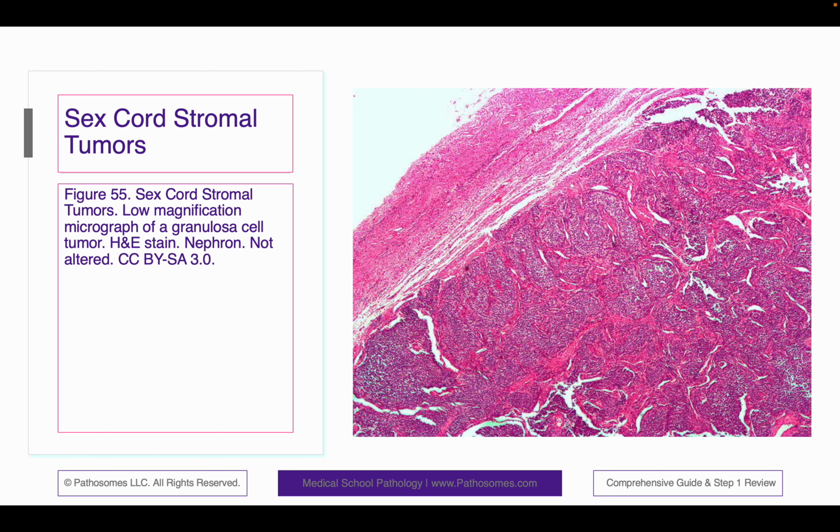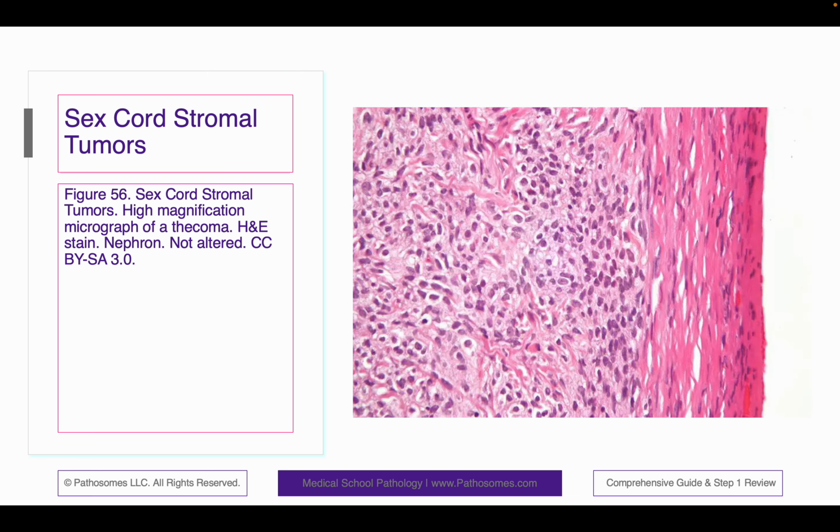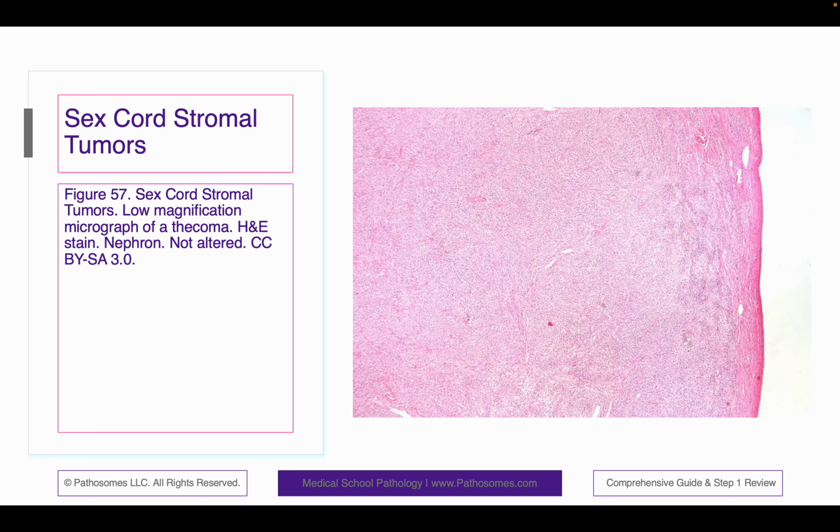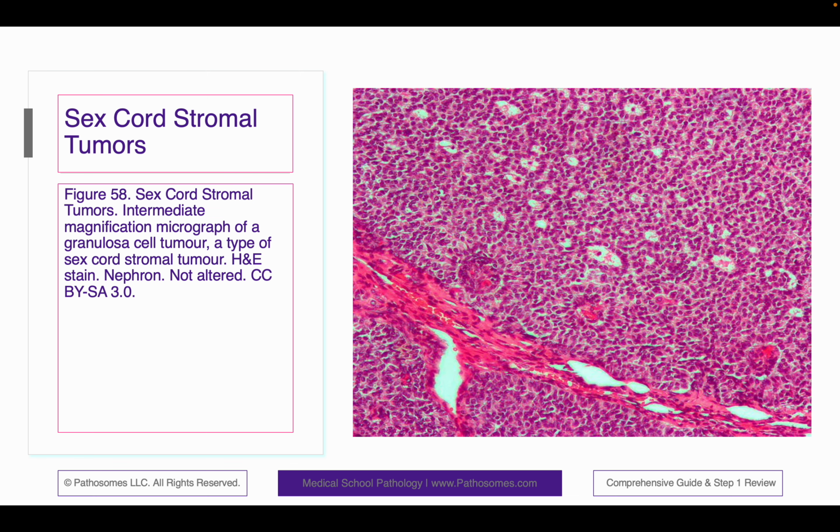And here we have a low magnification micrograph of a granulosa cell tumor. And here's a high magnification micrograph of a thecoma. And here's low magnification of a thecoma. And this is a histograph showcasing a granulosa cell tumor, which is also a subtype of sex cord stromal tumor.